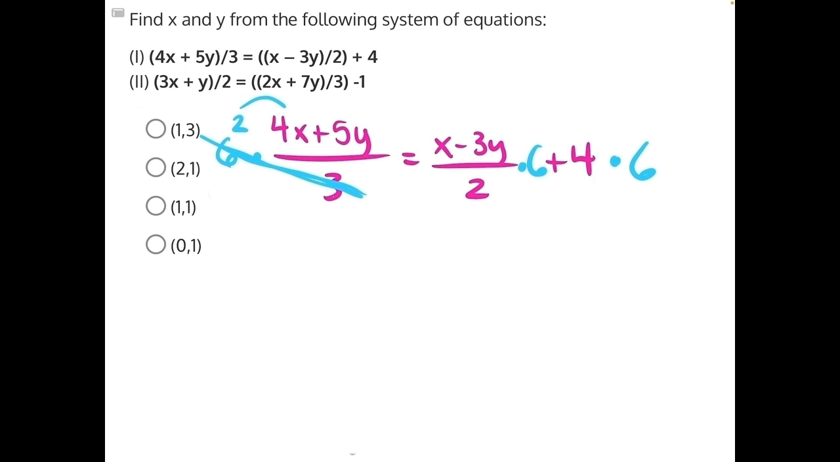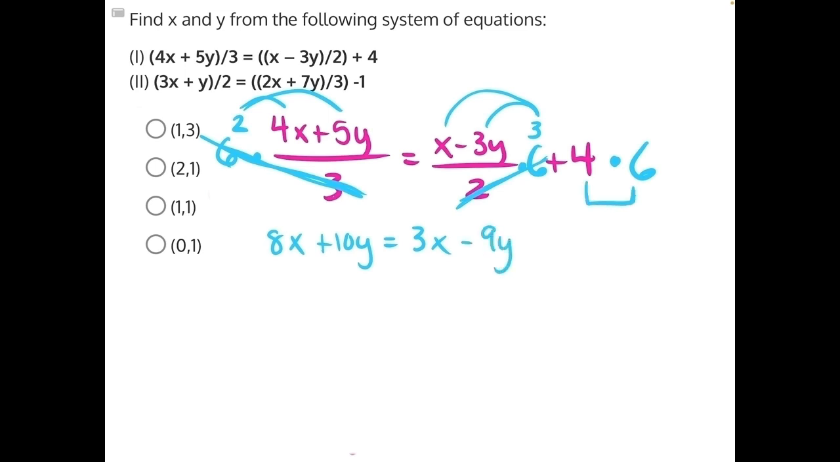2 times 4x will give us 8x. 2 times 5y will give us 10y. That's equal to 6. Take out the greatest common factor here of 2, and that leaves us with 3. 3 times x is 3x. 3 times negative 3y is negative 9y. And then 4 times 6 is just 24. Then we just need to simplify and combine like terms.